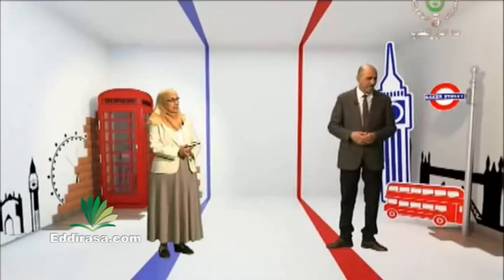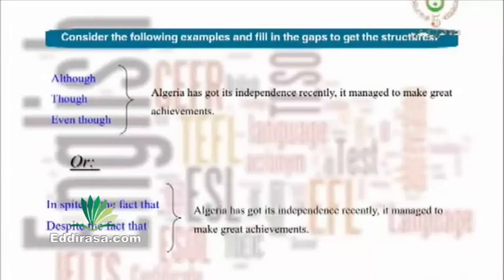What is in the program in grammar, Mrs. Ben Khalil? Today we are going to revise and study how to express concession. Let's start by reading the examples first. The first example: although, though, even though, Algeria has got its independence recently, it managed to make great achievements. Consider the second example. In spite of the fact that, despite the fact that Algeria has got its independence recently, it managed to make great achievements.